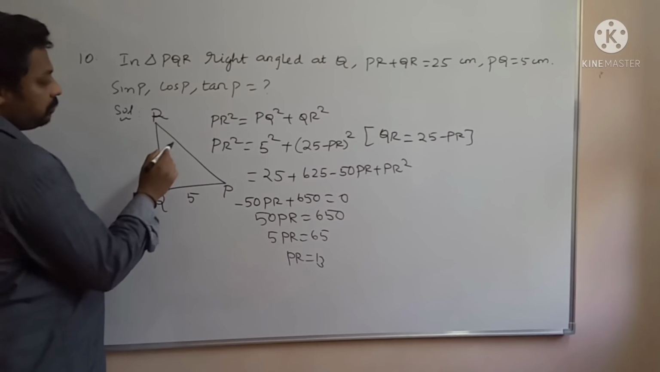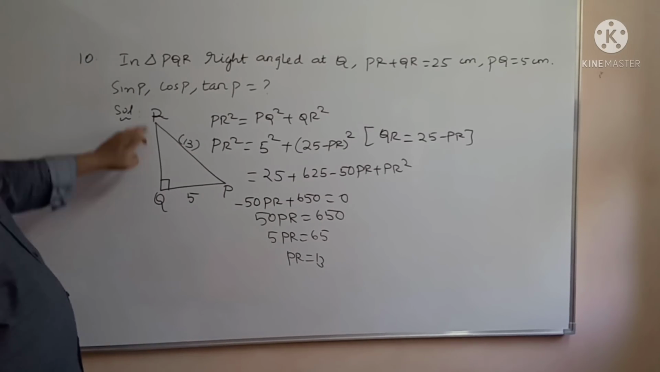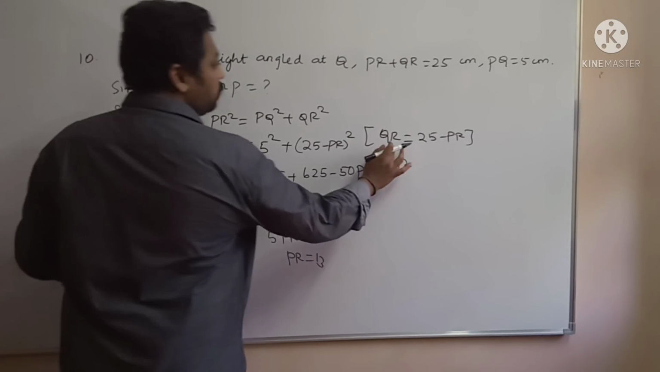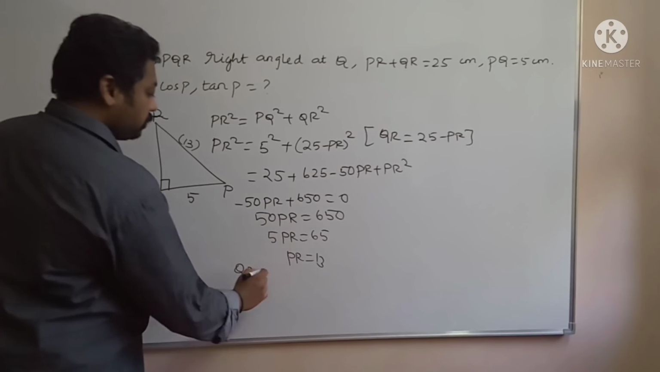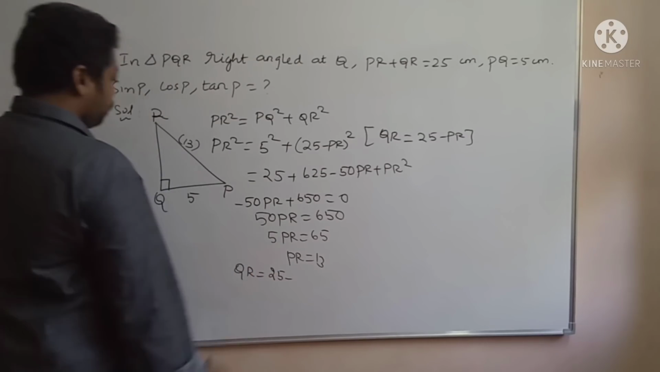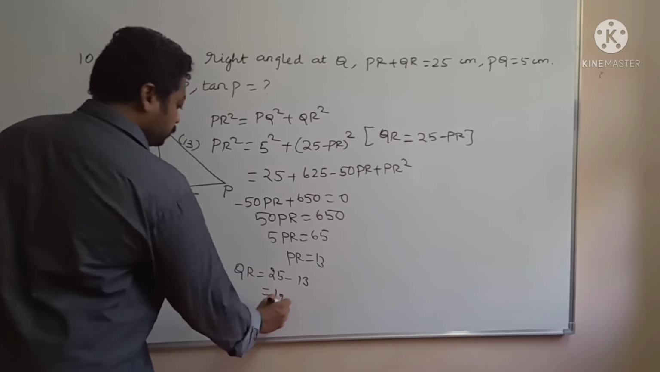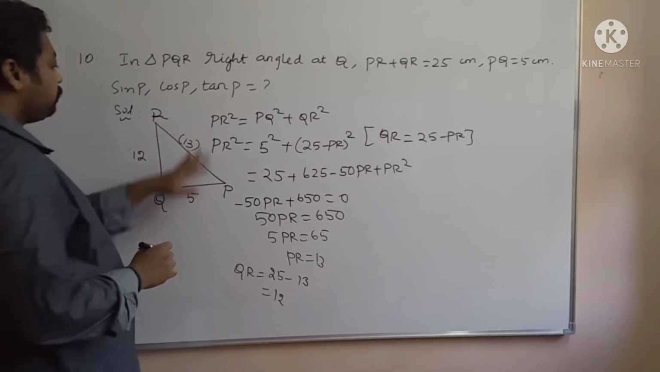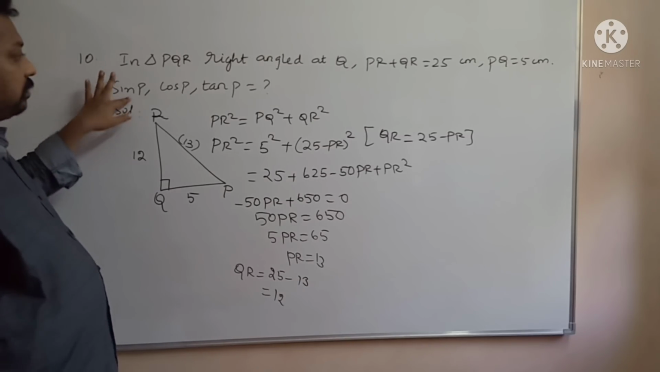So the value of PR is 13. Now we can find QR. QR is given as 25 minus PR, so 25 minus 13, that is equal to 12. So we know all the values of the right angle triangle. Now first we find sin P.